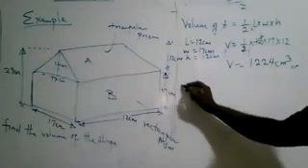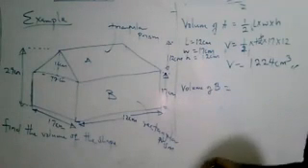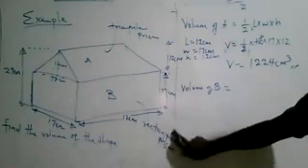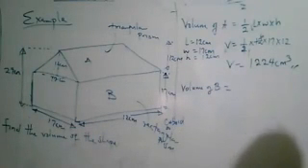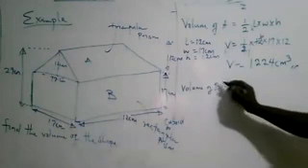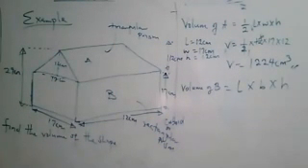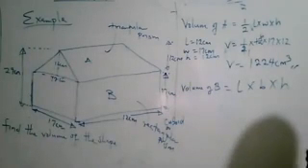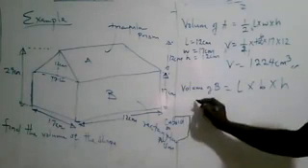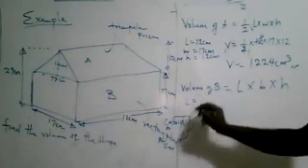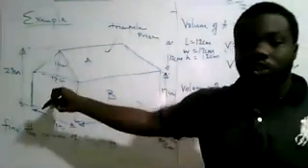Now we come to the volume of B. Remember that B is a cuboid, or a rectangular prism. The formula for the volume of a cuboid is length times breadth times height, or length times width times height. What are your parameters? This is the cuboid part now.